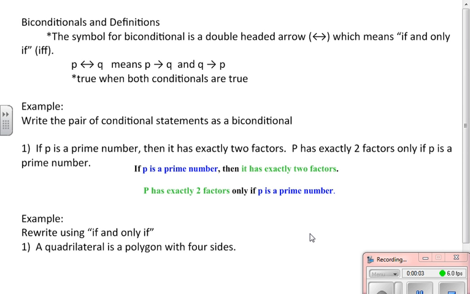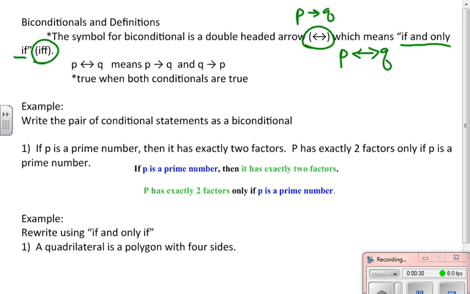Okay, so the 1/6 lesson continues with biconditionals and definition. A biconditional is two conditionals that have been combined into a single statement. The symbol for a biconditional is a double-headed arrow. Our P implies Q means it has to go this way, but a biconditional is going to be like this: P if and only if, or IFF, Q.